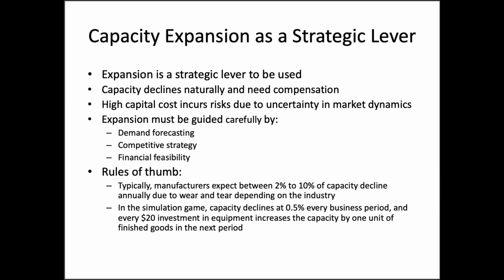In the simulation game, production capacity is set to decline at 0.5% every business period. And every $20 in equipment investment increases the capacity by 1 unit of finished goods in the next period.